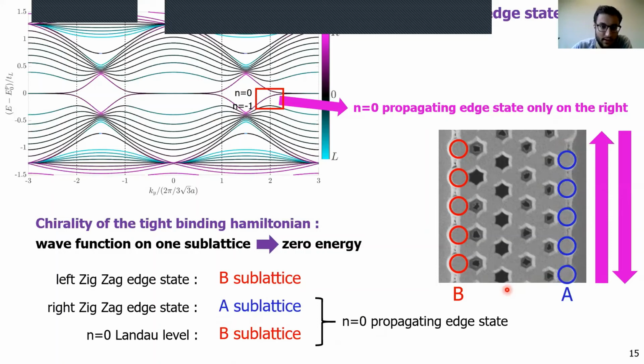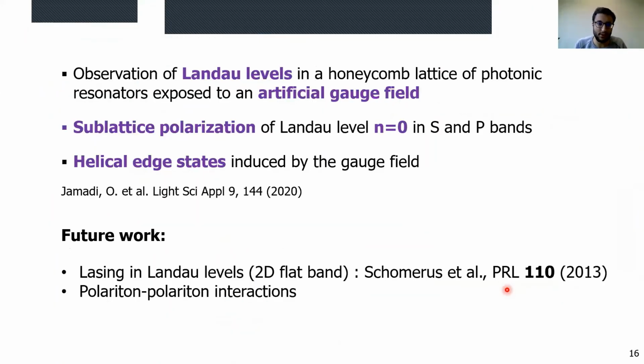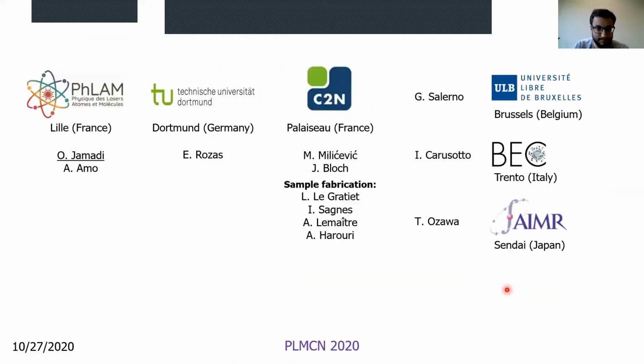Okay, so now I will conclude. So we have observed Landau levels in a honeycomb lattice of photonic resonators exposed to an artificial gauge field. We have seen the sublattice polarization of Landau level n equals 0 in S and P bands. And finally, we have observed helical edge states induced by the gauge field. Thank you.